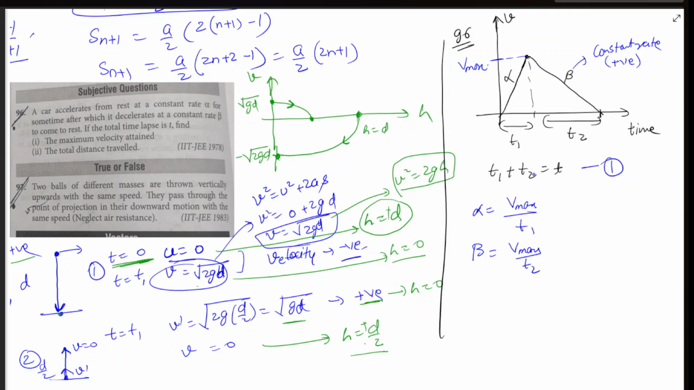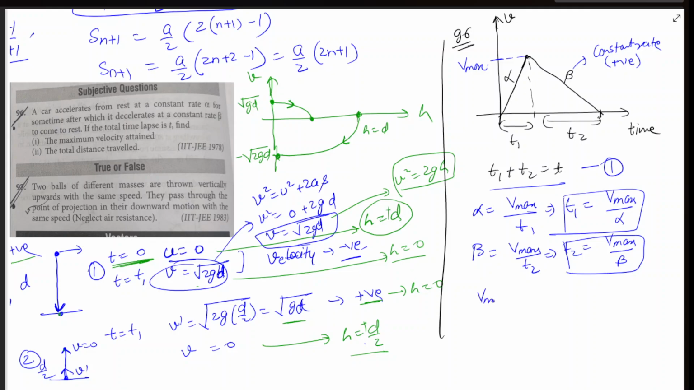Okay. So I know this equation. So I don't know T1 and T2. So can I put the values of T1 and T2 in this equation? So first let's find the T1 will be Vmax divided by alpha. And from here T2 will be Vmax divided by beta. Remember, beta is a deceleration, but it is the rate. So it is always positive. The rate is always positive. So rate is given, so it is a positive quantity.